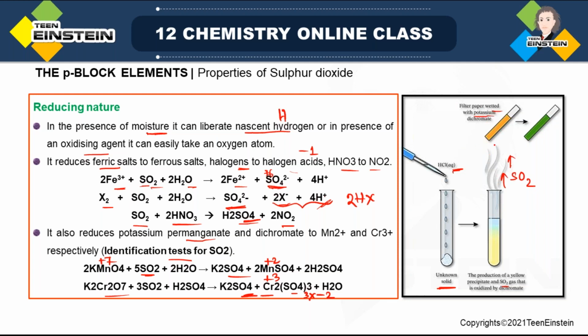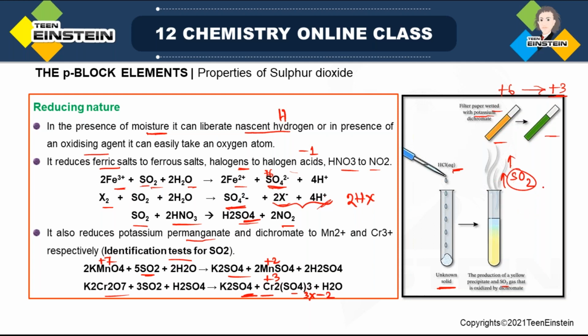Now potassium dichromate has this yellow orange color, but in presence of SO2, from +6 state it will be converted to +3 state, and when it is in +3 state, there is a definite color change which is green. So this type of color change is occurring in presence of this gas. That means SO2 is acting as reducing agent here.